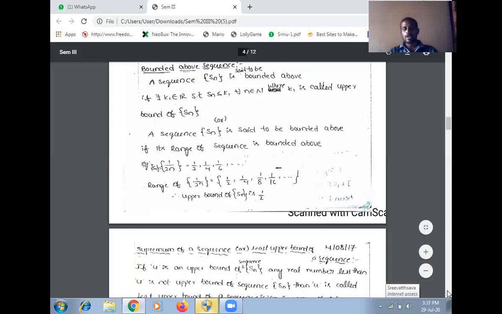So that's why here 1 by 2n is the bounded above sequence. We say that 1 by 2n is a bounded above sequence.